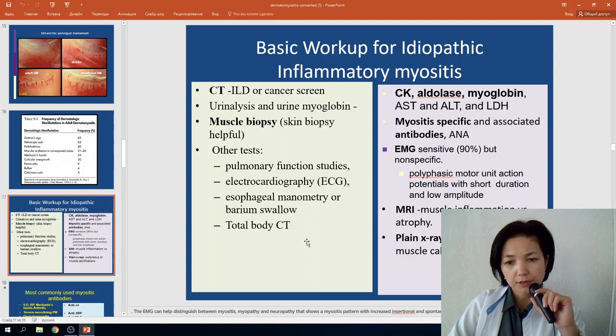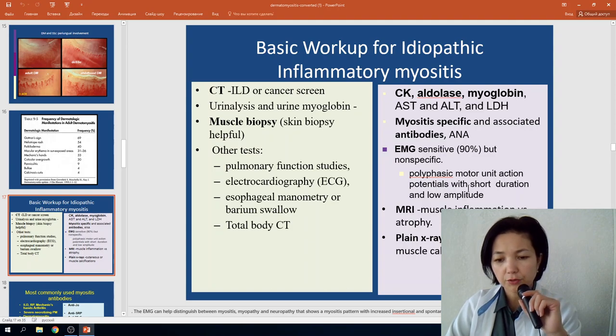And total body CT scan. CT scan is very important. CT scan and also MRI investigation can show us muscle inflammation or atrophy. In normal X-ray, muscle dystrophy and muscle inflammation will not be visible. Only bone and joint damage will be clearly visible. But MRI and CT scan are very important to distinguish muscle inflammation, atrophy, muscle edema, and so on.